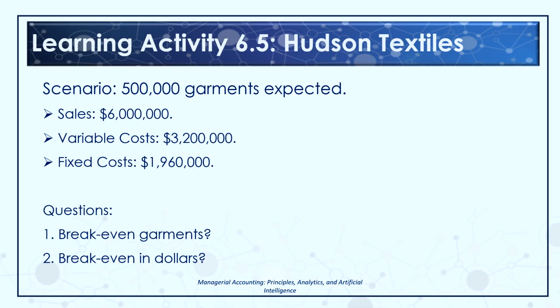Let's take a look at Learning Activity 6.5. Hudson's Textiles expects to sell 500,000 garments. Sales are $6 million. Variable costs are $3.2 million, and fixed costs are $1,960,000. You're asked to compute break-even garments and break-even sales in dollars. Pause here and work through the activity. Once you've finished, check your answers with the solutions provided in the back of Chapter 6.